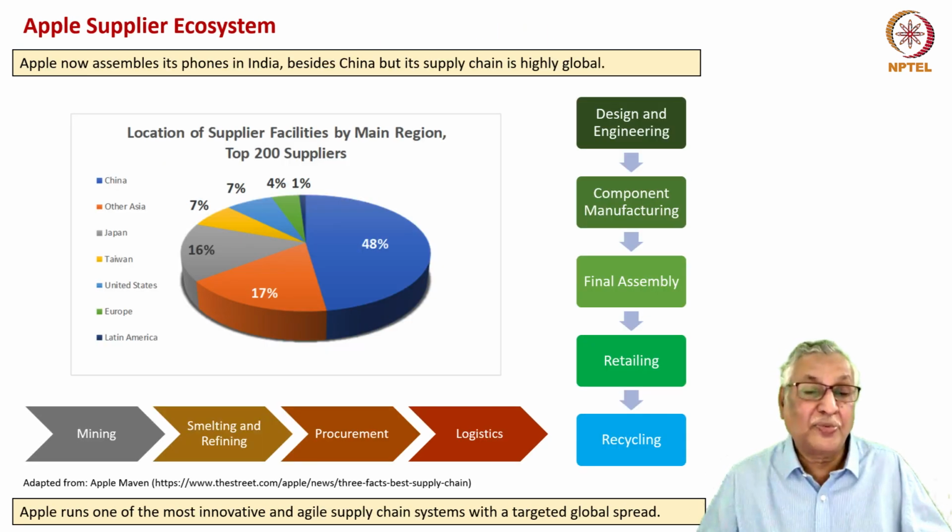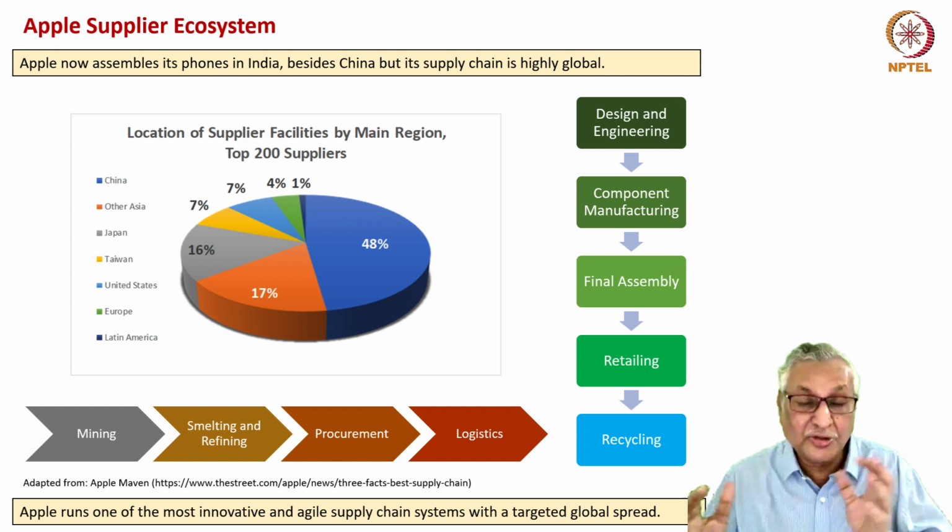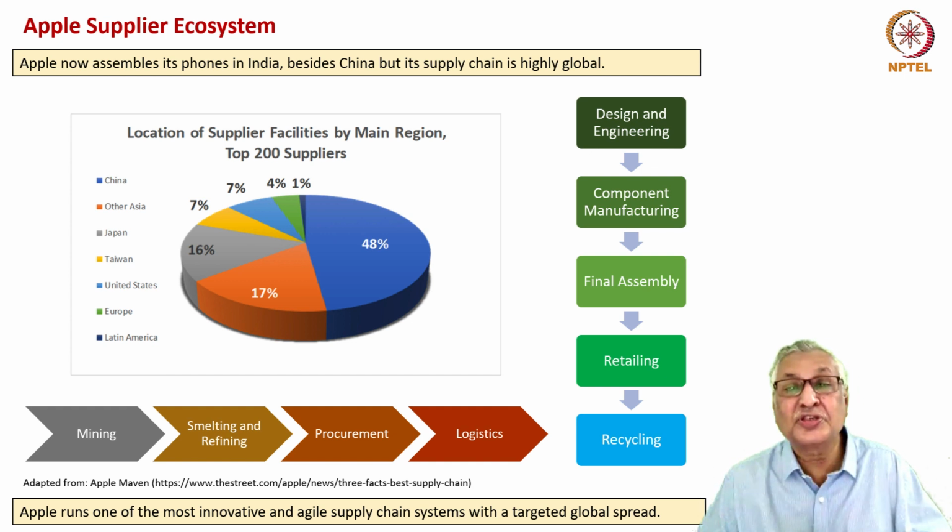You look at Apple. I said that that is one of the best strategic offshoring and outsourcing models that you can look at. Apple now assembles its phones in India besides China, but its supply chain is highly global. This is a graphic showing the location of supplier facilities by main region, covering top 200 suppliers. 48% of the suppliers come from China, 17% from other Asian countries, and 16% from Japan.